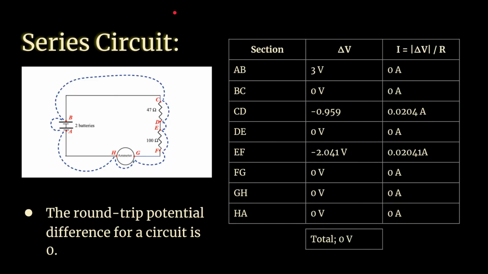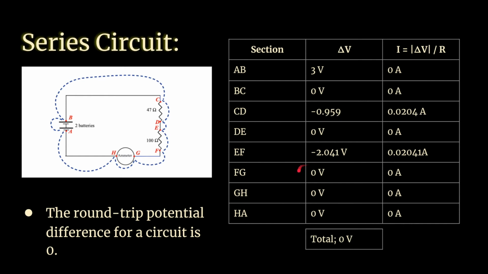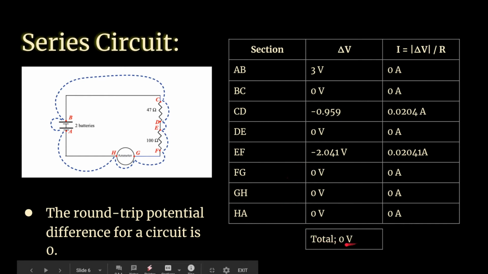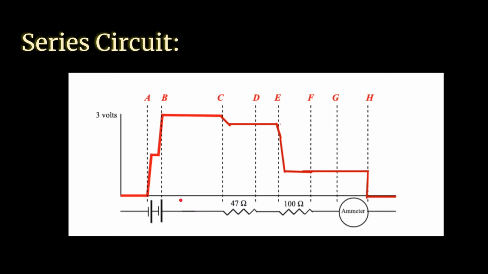Next, in our series circuit, we break up the circuit into these sections, and for each of those sections, we calculate the potential difference, and using Ohm's law, we found the currents for each of these sections. This experiment was done to show that the potential difference for all these sections in total is equal to 0 volts because the round-trip potential difference for a circuit is 0 volts, which is a confirmation of the loop rule.